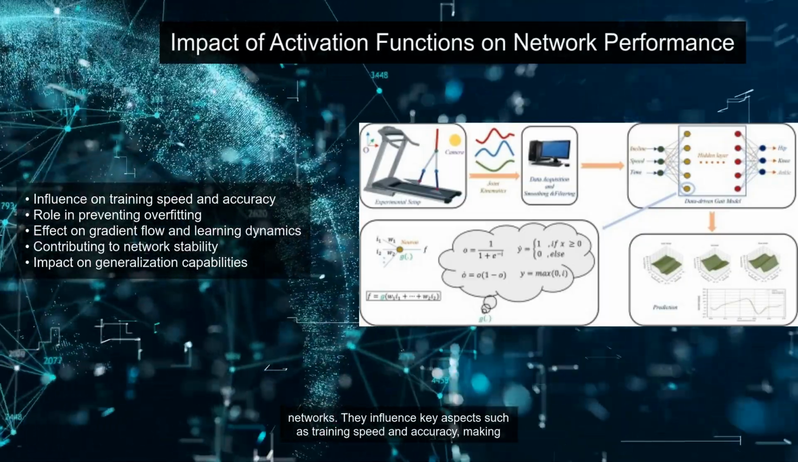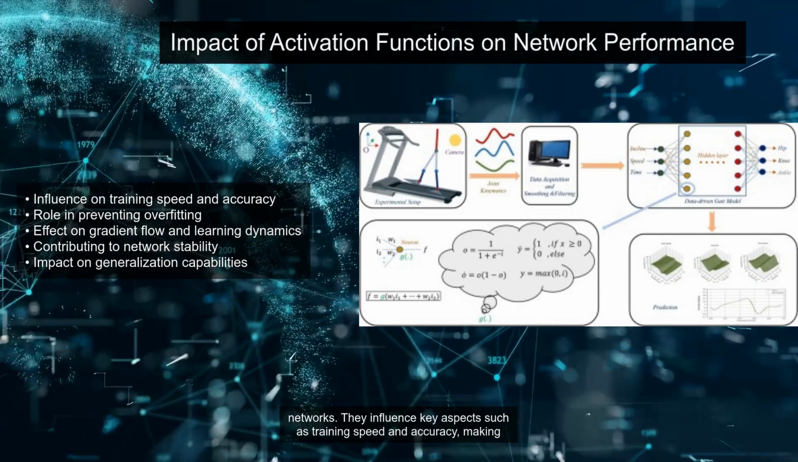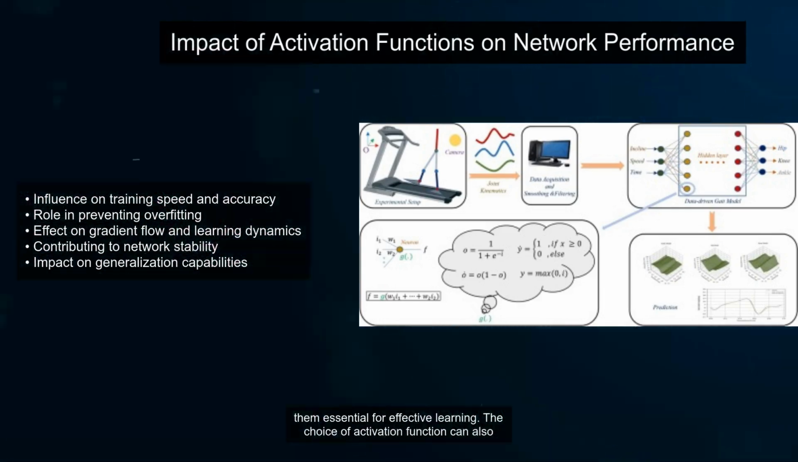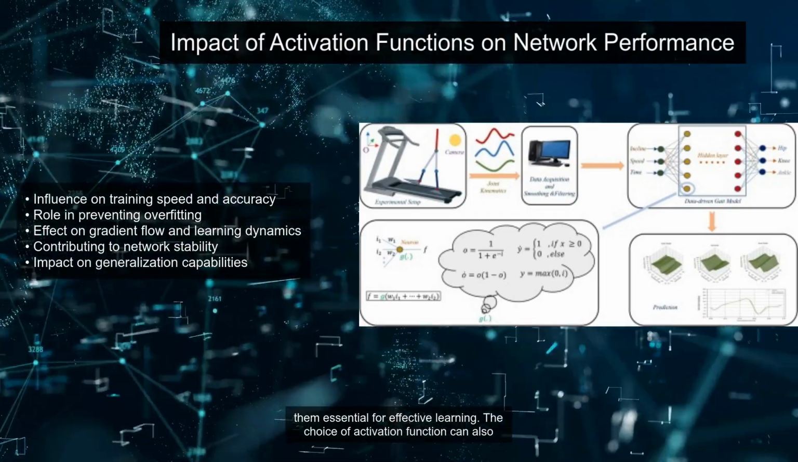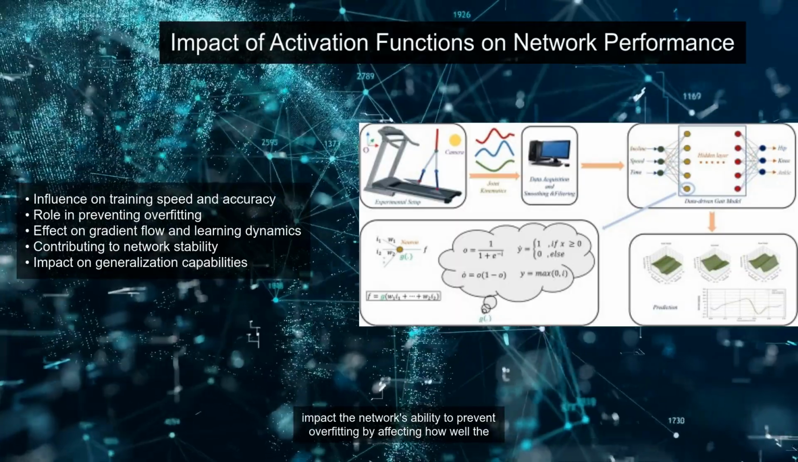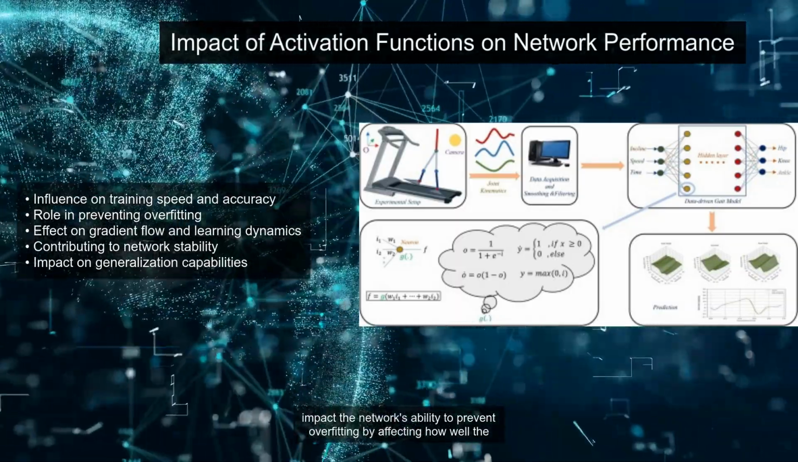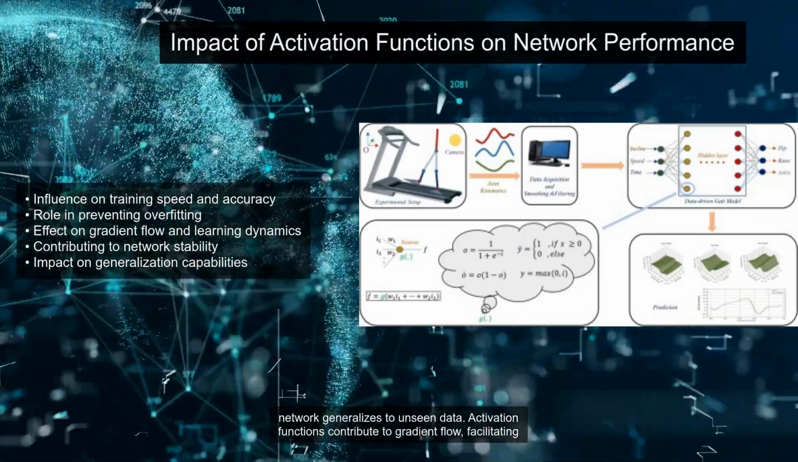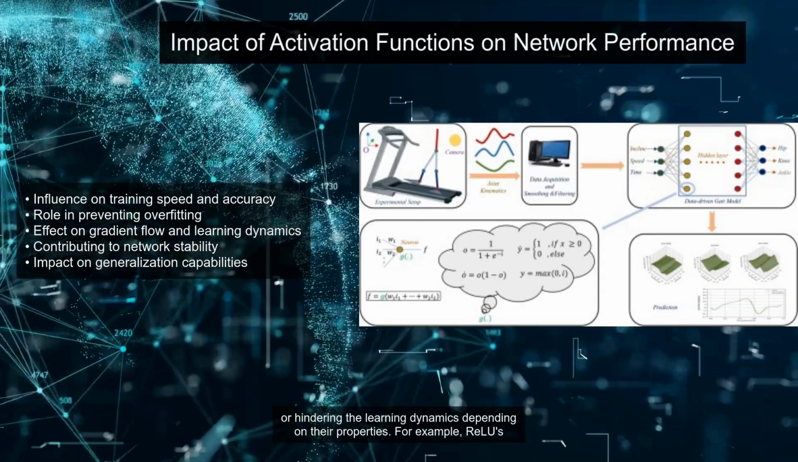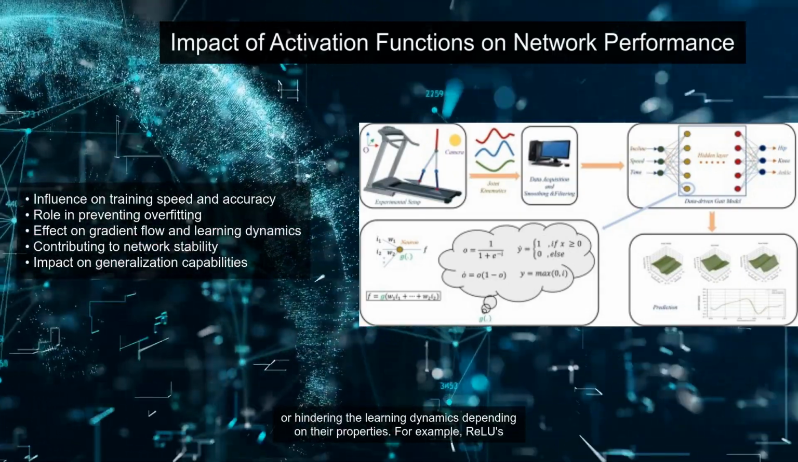Activation functions play a pivotal role in determining the performance of neural networks. They influence key aspects such as training speed and accuracy, making them essential for effective learning. The choice of activation function can also impact the network's ability to prevent overfitting by affecting how well the network generalizes to unseen data. Activation functions contribute to gradient flow, facilitating or hindering the learning dynamics depending on their properties.